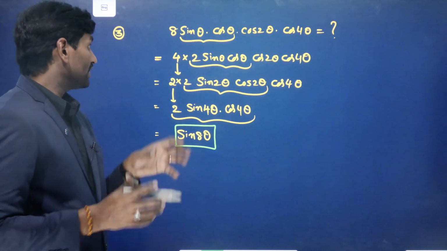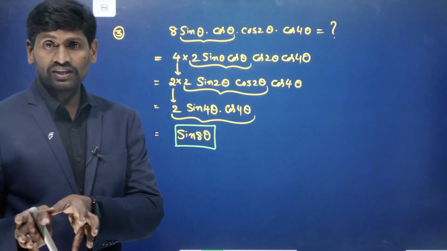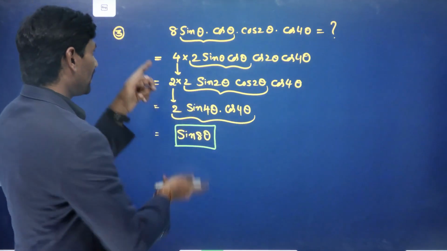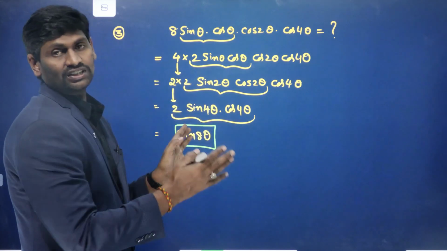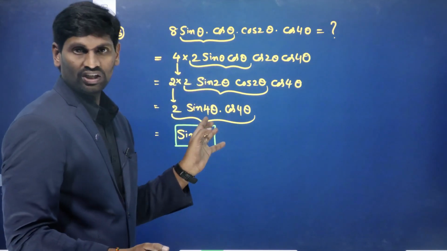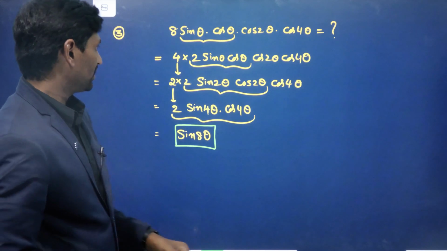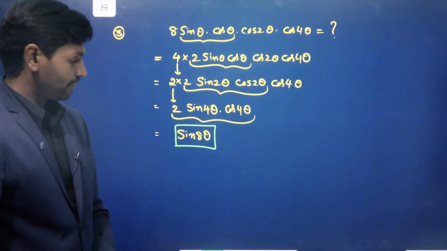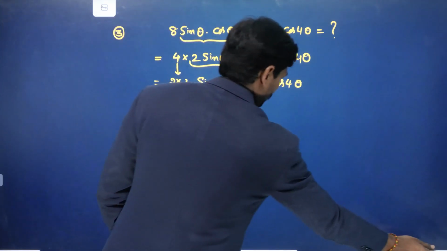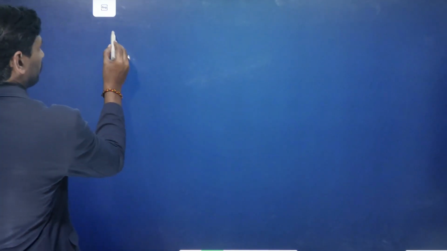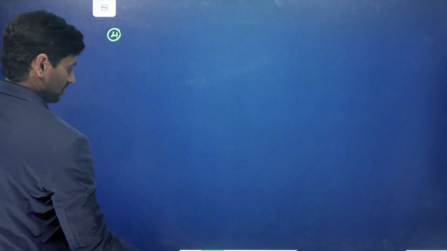So I am just using the multiple angles sin 2 theta formula with the help of 8. I split the terms like 4 into 2, 2 into 2 and 2. Check. Very, very important problem. We will go to problem number 4.